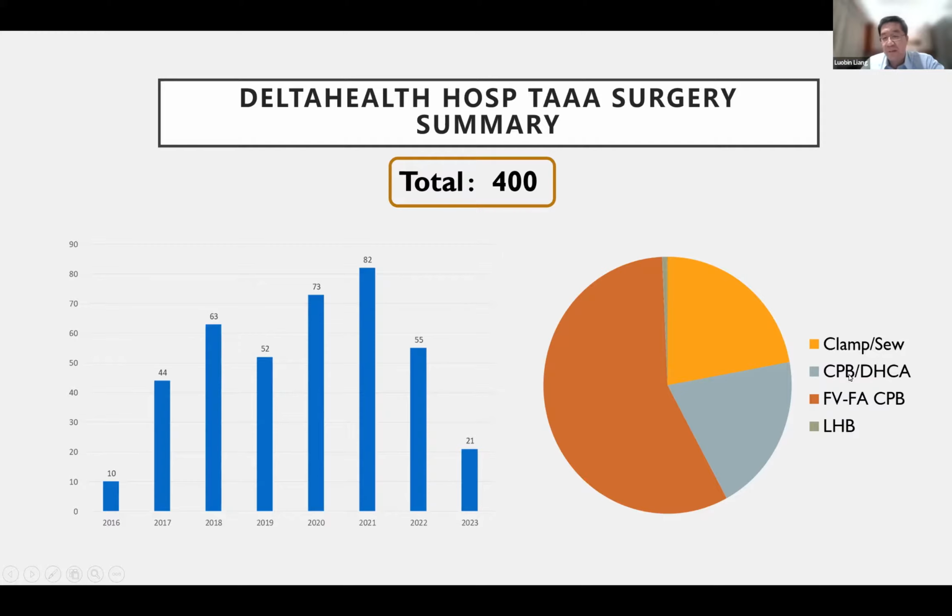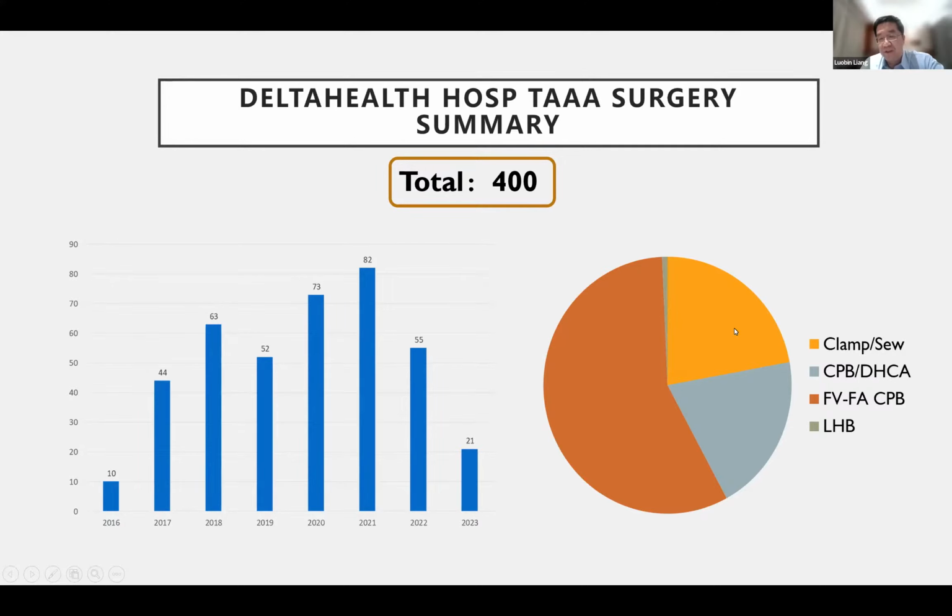This picture shows the distribution of the methods we're using. Right now we mainly use femoral vein and femoral artery cannulation for cardiopulmonary bypass, either open system or closed system. We used an open system before, but since about 2020, we converted to a closed system of femoral vein, femoral artery cardiopulmonary bypass.